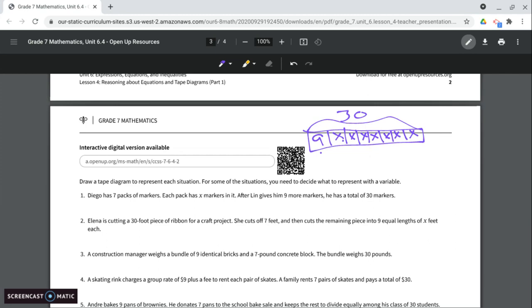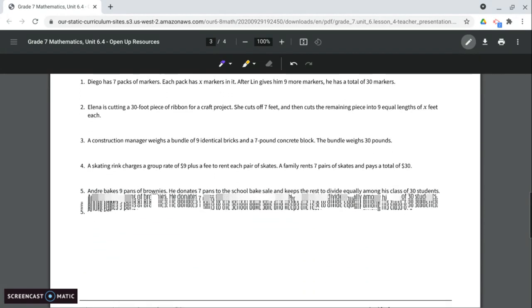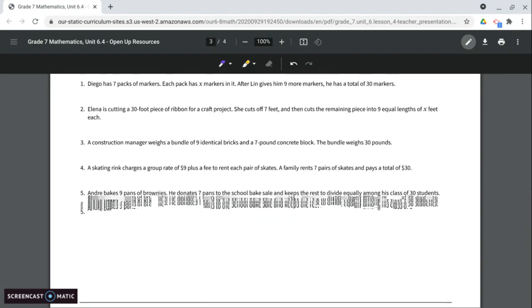So we've got the 9 that she gave, and then 7 x's to represent the 7 boxes that all had the same amount. All right, for number 2, Elena is cutting a 30-foot piece of ribbon for a craft project. She cuts off 7 feet and then cuts the remaining piece into 9 equal lengths of x feet each.